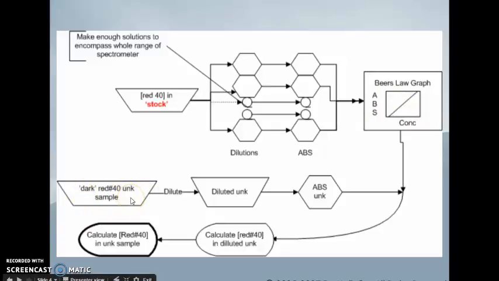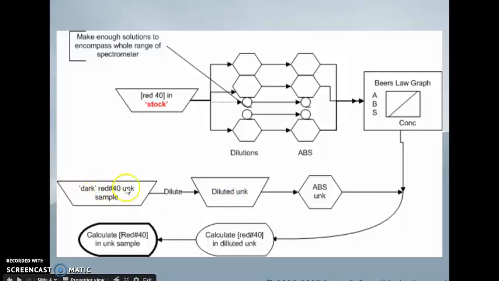Our soda sample, however, might be too dark. It turns out Beer's law only works if the solution is only a certain darkness. If it's too concentrated or too dark, this equation sort of breaks down. So it only works if the concentrations are below a certain amount. And our concentration of red 40 is going to be too high. But that's okay, because we know how to dilute a sample.